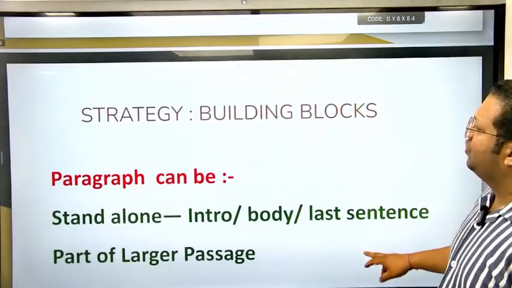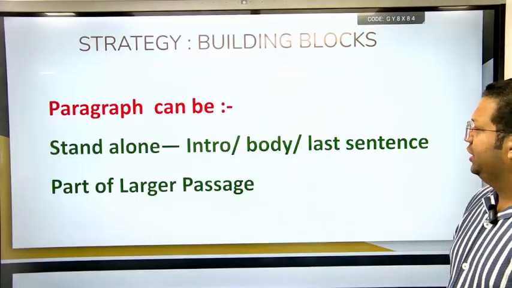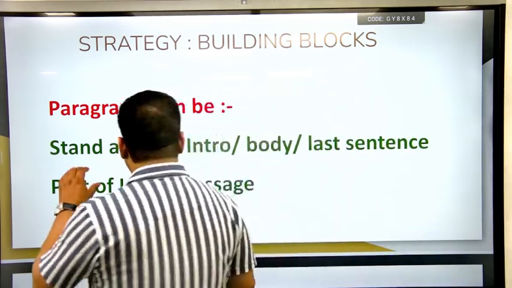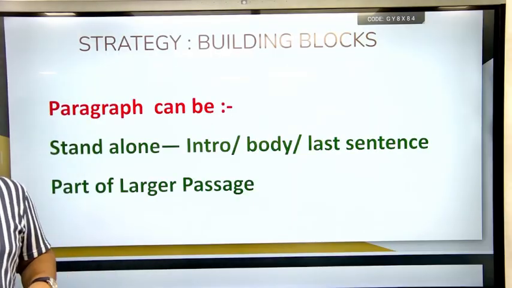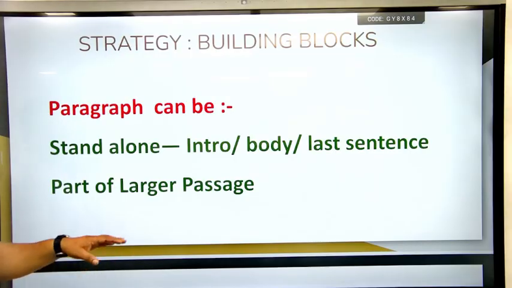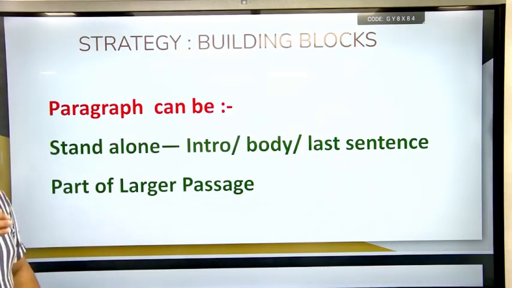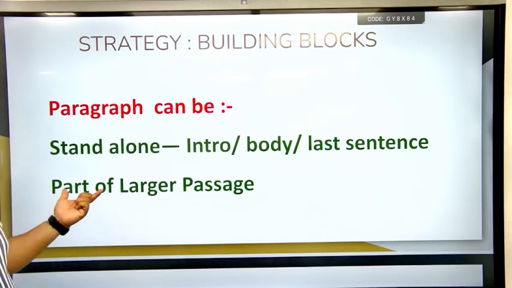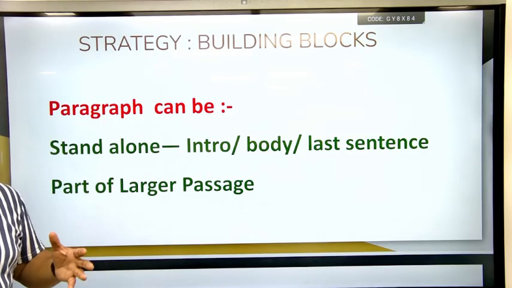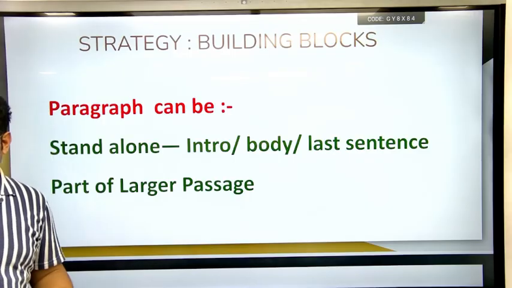Anyway, strategy building blocks. What are we supposed to do? Paragraphs can be standalone, intro, body, last sentence, part of a larger passage. What are standalones? Standalones are very easy. Why? Because you can get the introduction, you can get the body, you can get the last sentence. So you just have to put them in the blocks. However, these are difficult ones. The part of the larger passage, from anywhere they have given you the passage and you are searching where to put this, because wherever you put, it seems okay.